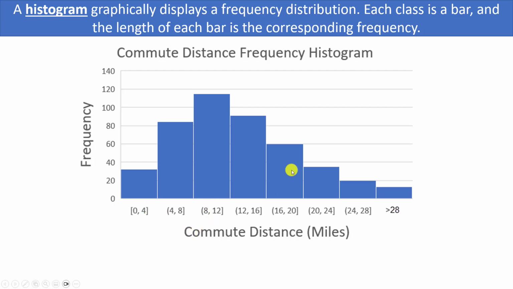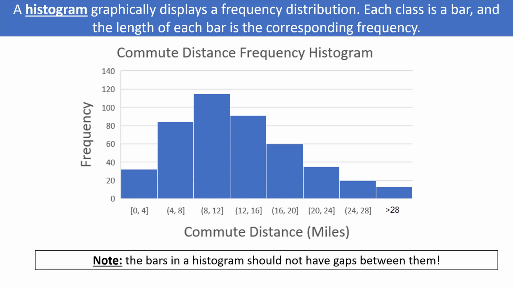And as we get to more and more miles, they get to be less and less common. We don't have quite as many people traveling 24, 28 miles compared to some of the lower miles. Now, traditionally on a histogram, the bars should not have any gaps between them. What I mean by that is right where one bar ends should be where the next bar starts. And that's because we have a shared boundary between each of the bars.